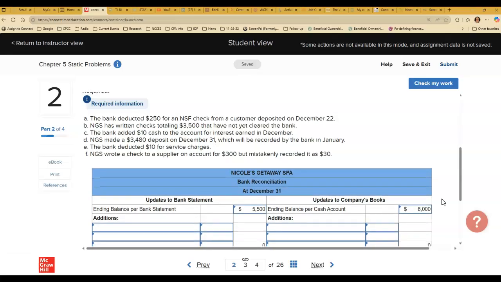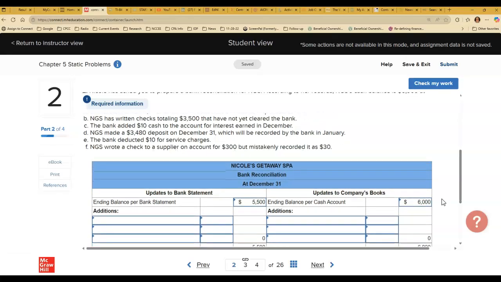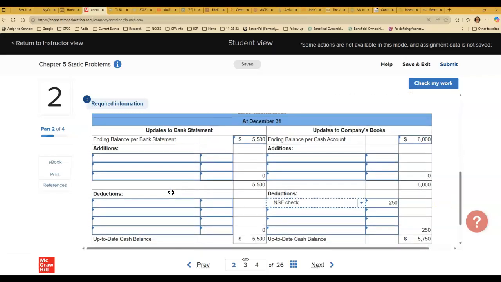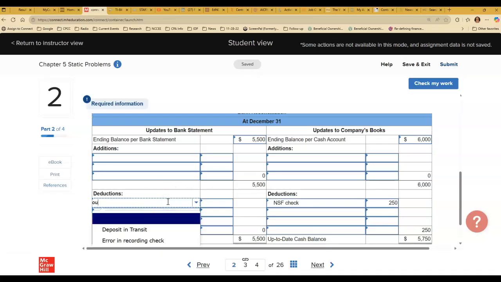All right. Item B, Nicole's Getaway Spa has written checks totaling $3,500 that have not yet cleared the bank. Okay, so who knows about it? The company does, so we need to adjust the bank, add or subtract? Subtract. Okay?